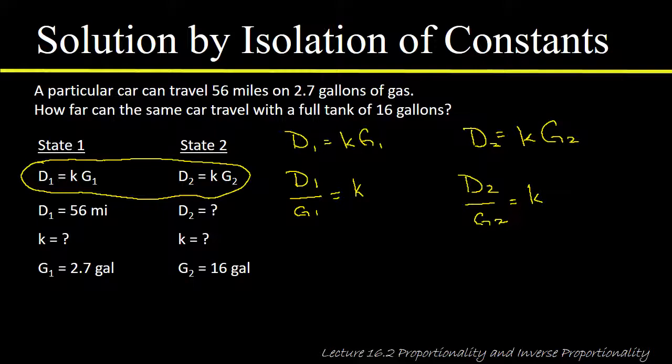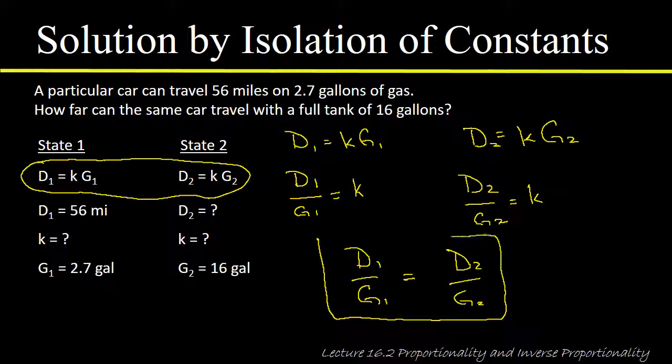But now here's the cool part, right? That part was simple so far. But if D1 divided by G1 on the left over here equals K, and D2 over G2 also equals K, then it must be that D1 over G1 and D2 over G2 are equal to each other.